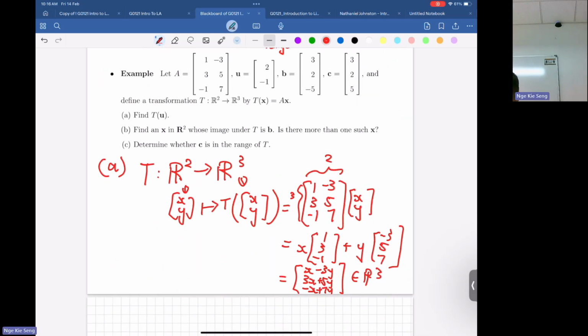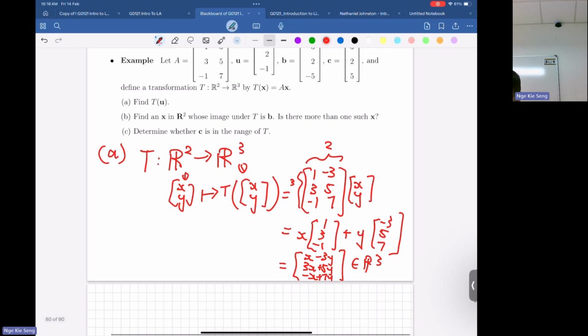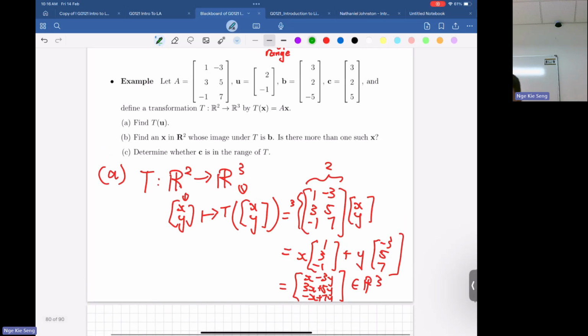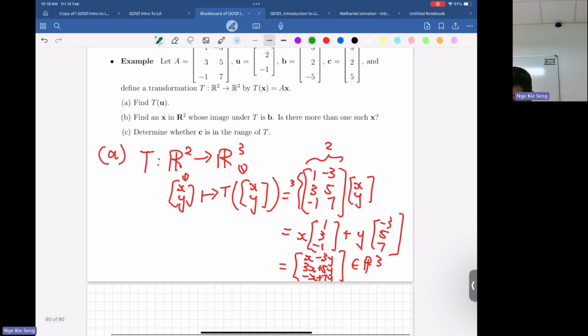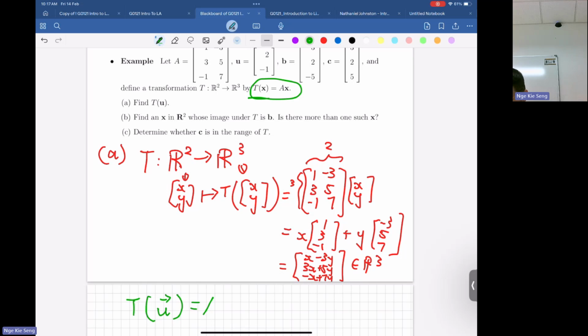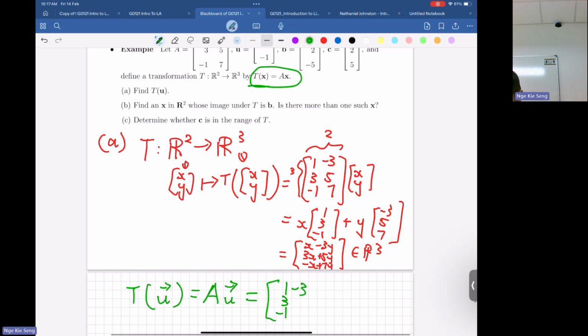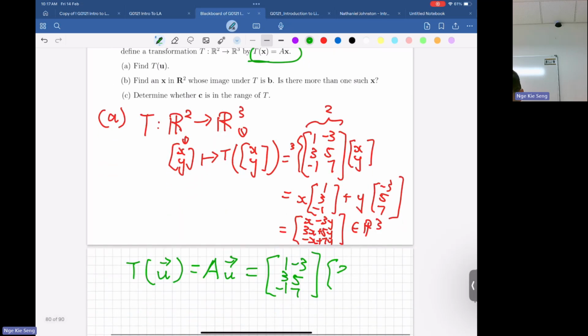All right, let's see if we got the same answer or not. For the first case here, A is given, and u is also given. So you want to calculate the specific T(u). But how is this T(u) defined? It's defined by Au. So what is A? 1, 3, -1, -3, 5, 7. And what is u here? u is given by 2, -1.